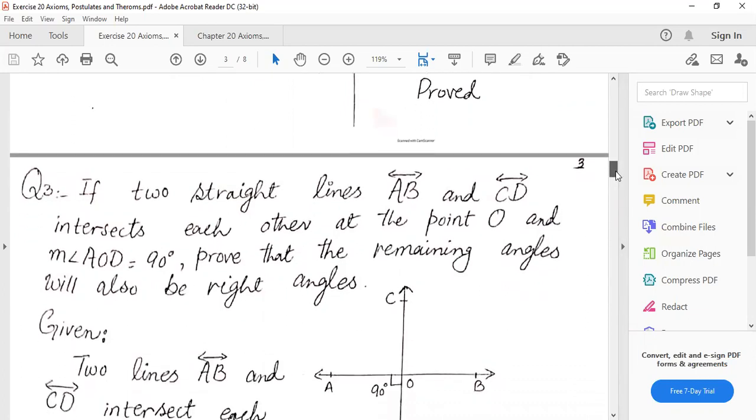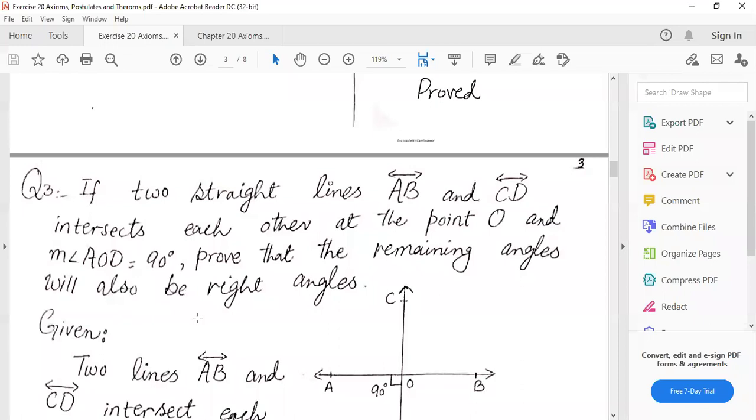Then come to question number 3. If 2 straight lines AB and CD, I will not give you a difficult question in the exam, but an easy question with basic reasons that must be in your mind. If 2 straight lines AB and CD intersect each other at the point O, now here 2 lines are given, but the condition is angle AOD is equal to 90-degree. So we will not draw the cross lines. We have to make straight lines, the vertical line and the horizontal line, and it must be in the form of a cross, not a cross plus.